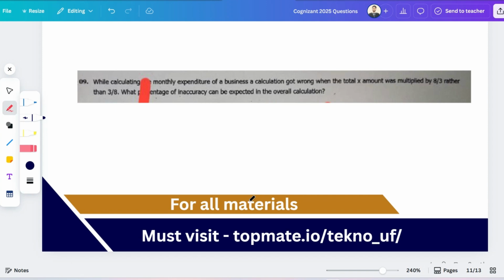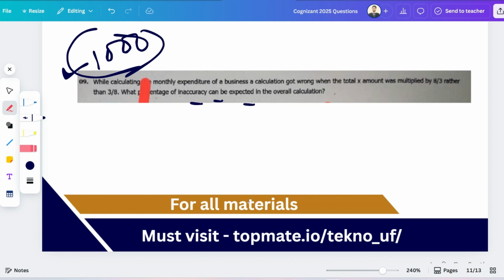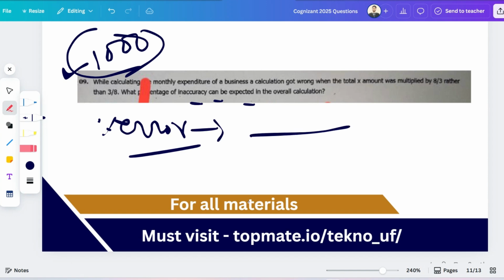Guys, this has been repeated a thousand times. I am not joking. So expect one question from this type of error calculation. Okay, so I hope you know the calculation procedure for these. Percent of error is equal to error by, sorry, I mean wrong and right, correct.